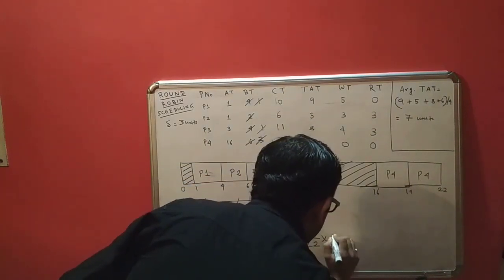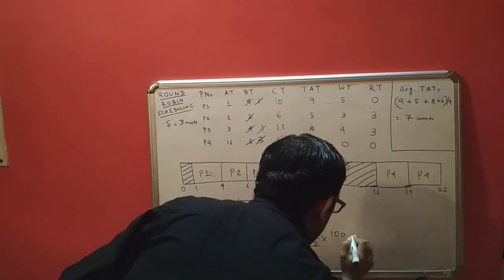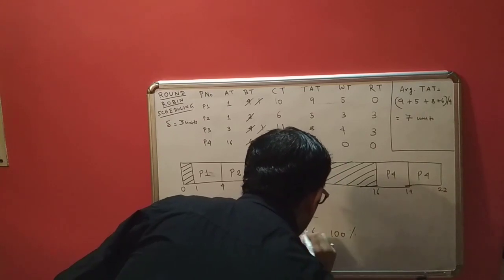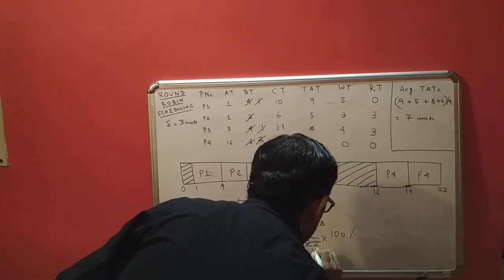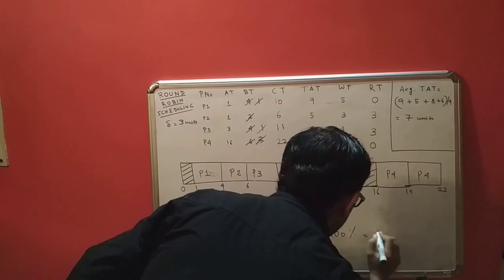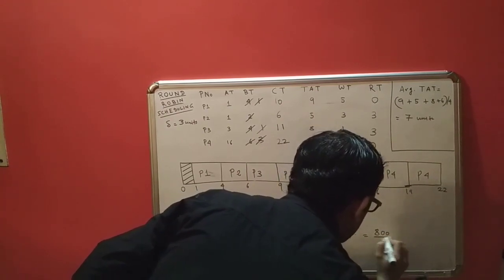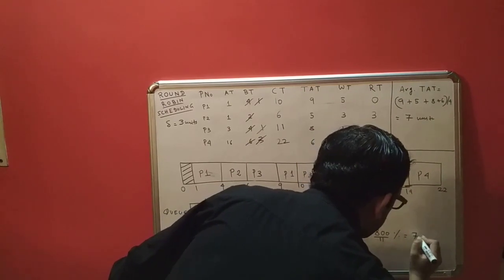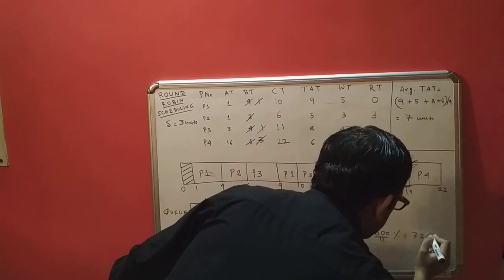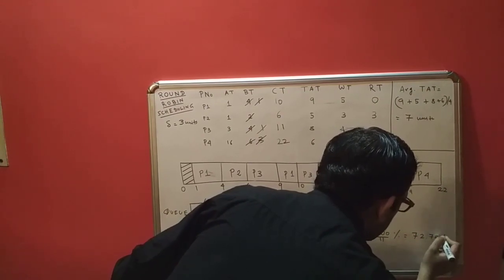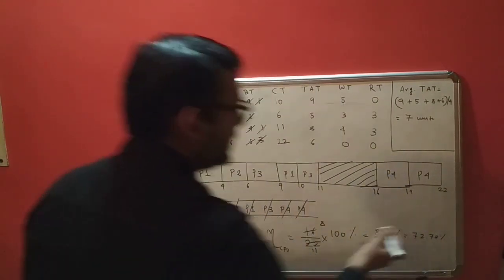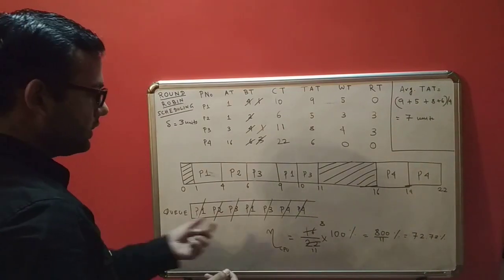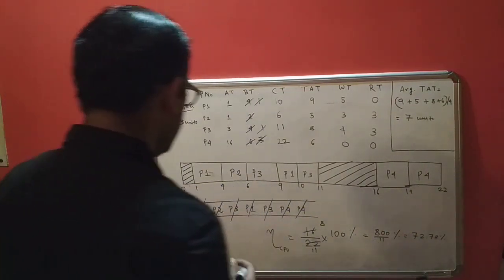And efficiency is generally expressed in percentage, so we'll multiply this by 100. And how much will you get? I think you can do the math, but I'll just help you out. It's 800 by 11%, which roughly comes to around 72.72%. So the efficiency of the CPU is 72.72%.